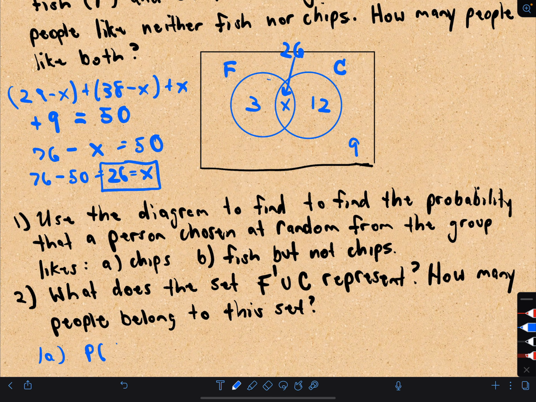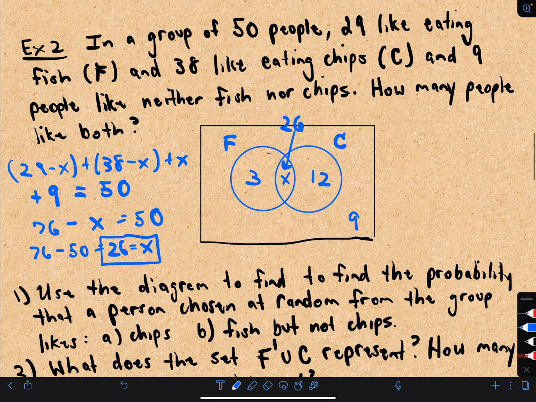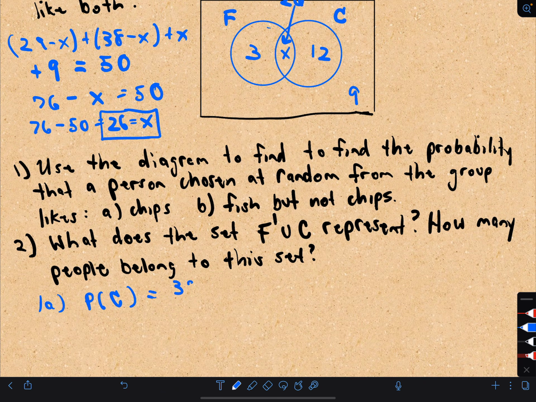Well, the probability that they like chips, we count the total. We look at the number of people that liked chips, and we said that the number of people that liked chips in total was equal to 38. So 38 people liked chips, out of a total of 50 people. So the probability that a person chosen at random likes chips is 38 out of 50, and that reduces to 19 over 25.